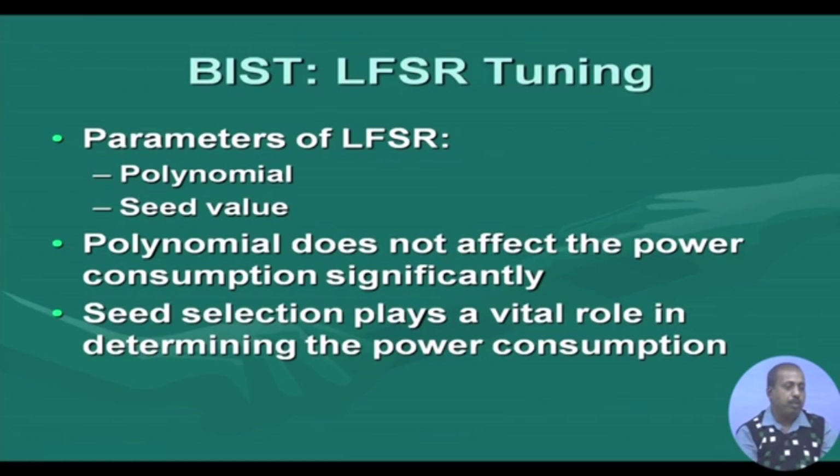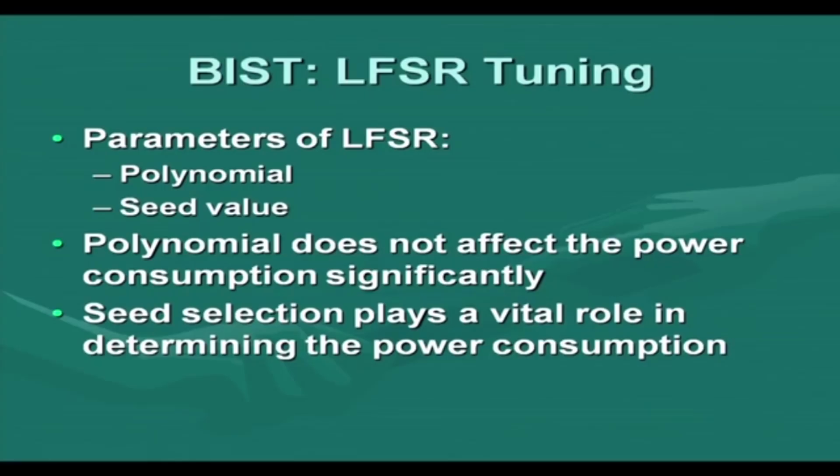Another approach for reducing this power consumption in a BIST environment is by LFSR tuning. In an LFSR design, there are two parameters that we can control. One is the polynomial that defines the structure of the LFSR, and the other one is the seed value. Now, it has been seen that the polynomial does not affect the power consumption significantly, because most of the time we will be using maximum length polynomials, and it will generate all 2 power n minus 1 patterns.